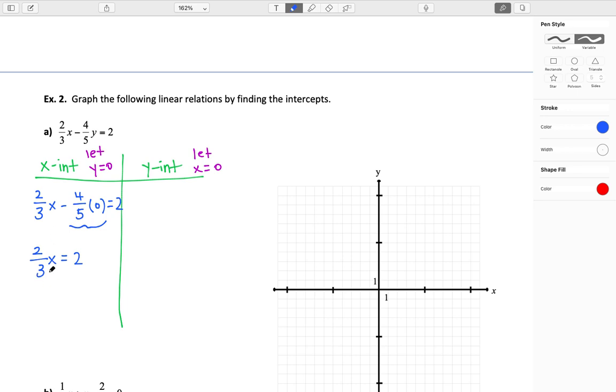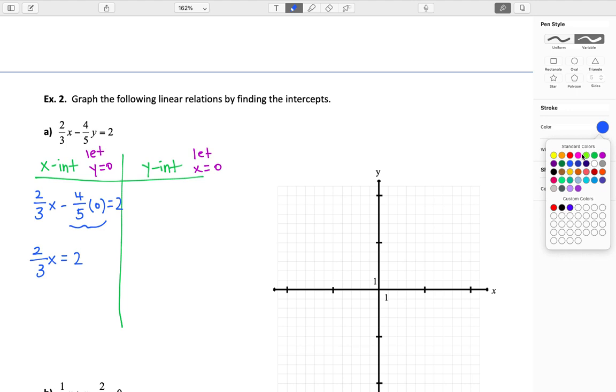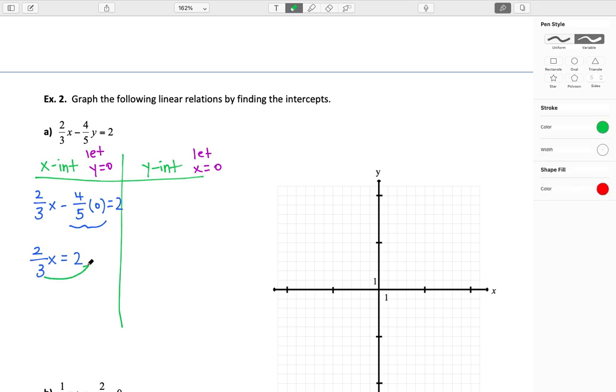Now what we can do to get rid of the 3, I could move the 3 to the other side, opposite. The opposite of dividing by 3 is multiplying. So 2x is equal to 2 times 3. So 2x equals 6, x is equal to 3. So it looks like the x-intercept is (3, 0).